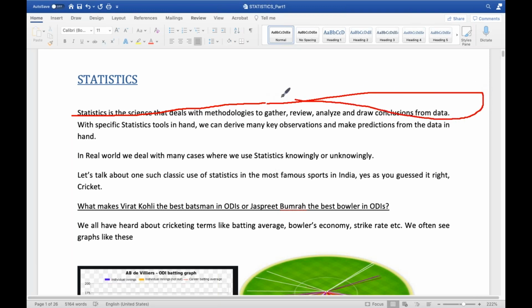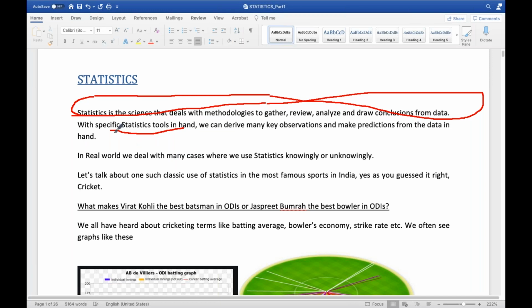Statistics is nothing but dealing with the data itself. With the help of that data, first we need to gather the data, review the data, analyze the data, and then draw some kind of conclusions. Those conclusions will help you with decision making. With the specific tools behind it, we can derive many key observations and make predictions from the data in hand.